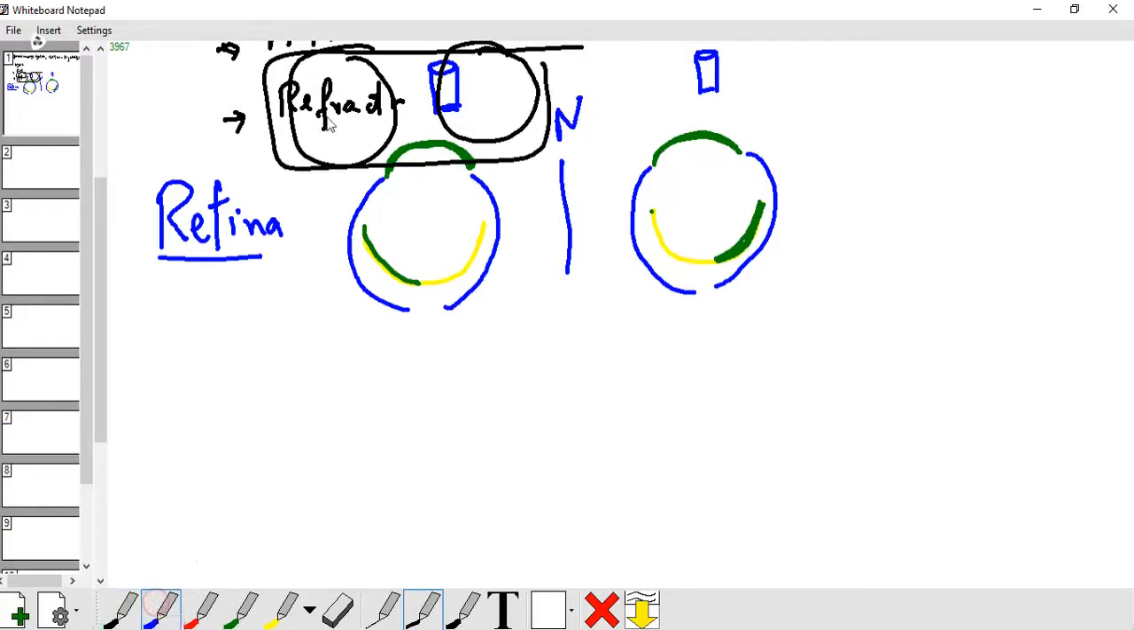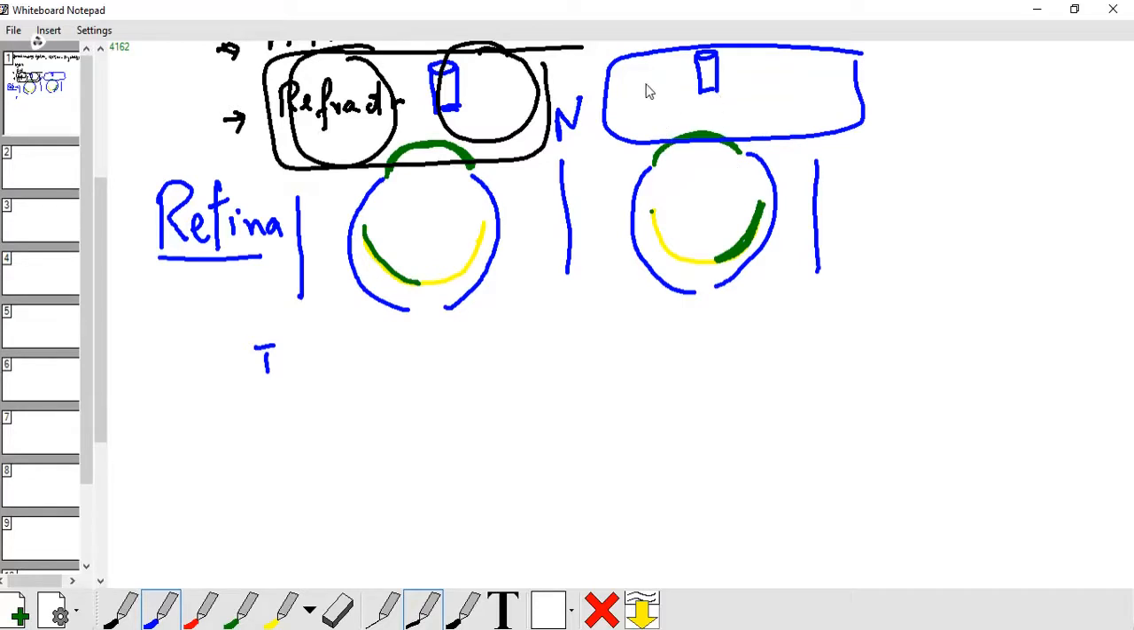This side is the side of the head, where the temporal bone is, so this is the lateral side. You can see the field of this eyeball. The field closer to the nose is the nasal field, and the field farther from the nose, on the side of the temporal bone, is the temporal field. Now we also divide the retina into temporal retina on the temporal side and nasal retina on the nasal side.